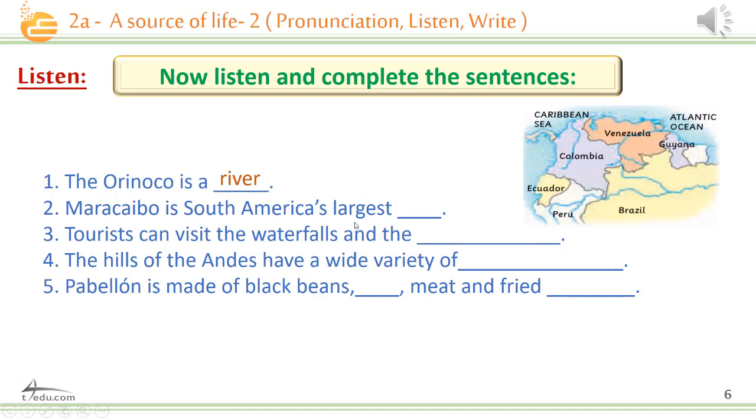Maracaibo is South America's largest. Let's listen carefully. Listen to Maracaibo. What is finally Maracaibo? Flows into the crystal clear waters of the Atlantic Ocean.